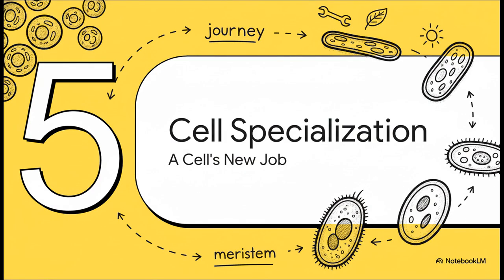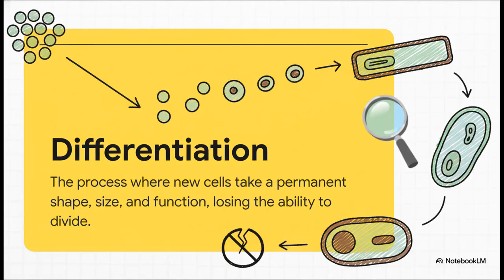So the meristem just keeps producing all these new cells. But what happens to them? Do they just keep dividing forever? Well, no. They actually start a new journey, a journey to get a specific job. This process is called differentiation. It's almost like the cells are growing up. A new cell, fresh from the meristem, matures and then takes on a permanent shape, a specific size, and a special function. And once it does this, it usually loses its ability to divide. It becomes part of what we call a permanent tissue.